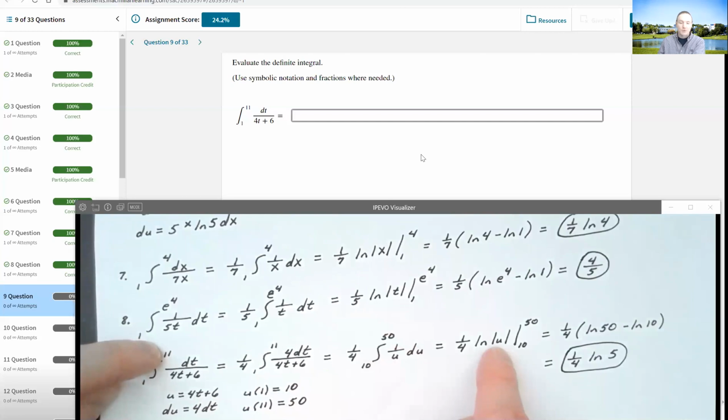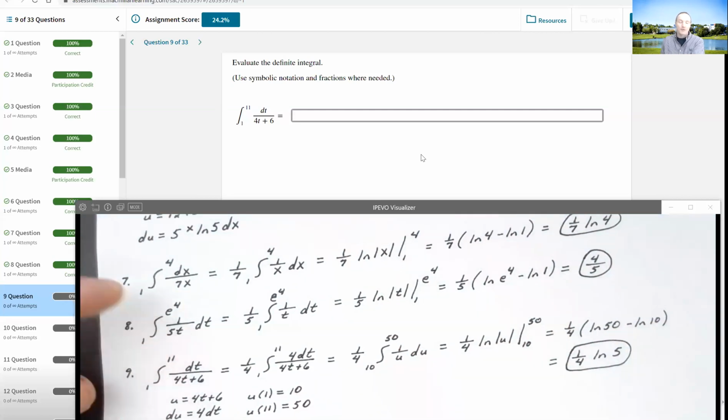That gives me the natural log of u evaluated from 10 to 50. That's the natural log of 50 minus the natural log of 10. And I know whenever I have a minus, I could condense that to one logarithmic term and say, that's just the natural log of 50 over 10, natural log of 5. I would write my final answer as 1/4 natural log of 5 here.